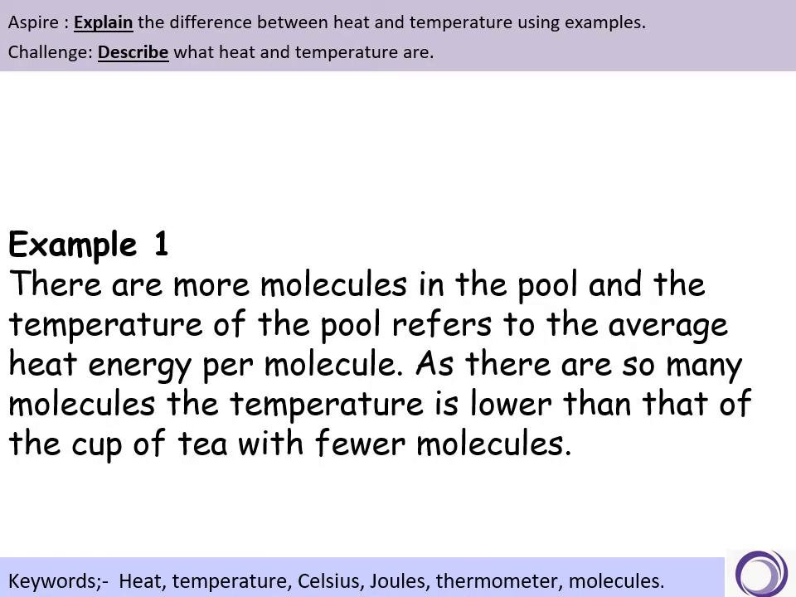It's all to do with the number of molecules in the pool. There are more molecules in the pool, obviously, because it's larger. The temperature of the pool refers to the average heat energy per molecule. So you've got more molecules and it's spread out more. As there are so many molecules, the temperature is lower than that of a cup of tea with fewer molecules. Because obviously within a cup of tea, you're nowhere near going to have as many molecules as a swimming pool. So therefore, the thermal energy, the average heat energy per molecule, will be lower.